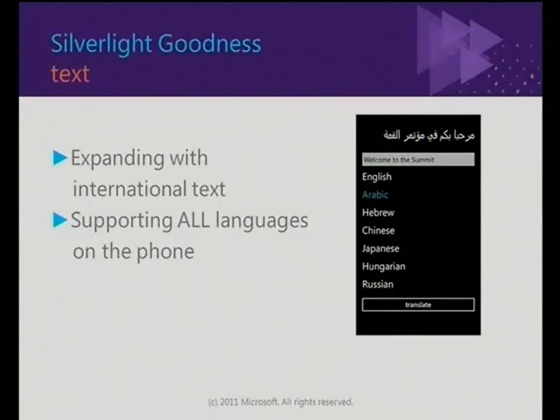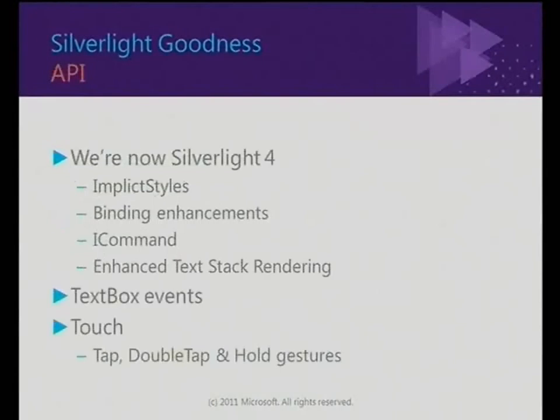So Silverlight goodness. We realized by default when we expanded the regions, so we now support Chinese, Japanese, Hungarian, Russian, and a whole lot of languages. We need to support that in the third-party apps that we enable you guys to develop. So by default now, Silverlight 4 on the device supports all languages and will internationalize the text for you for free. You don't have to do anything.